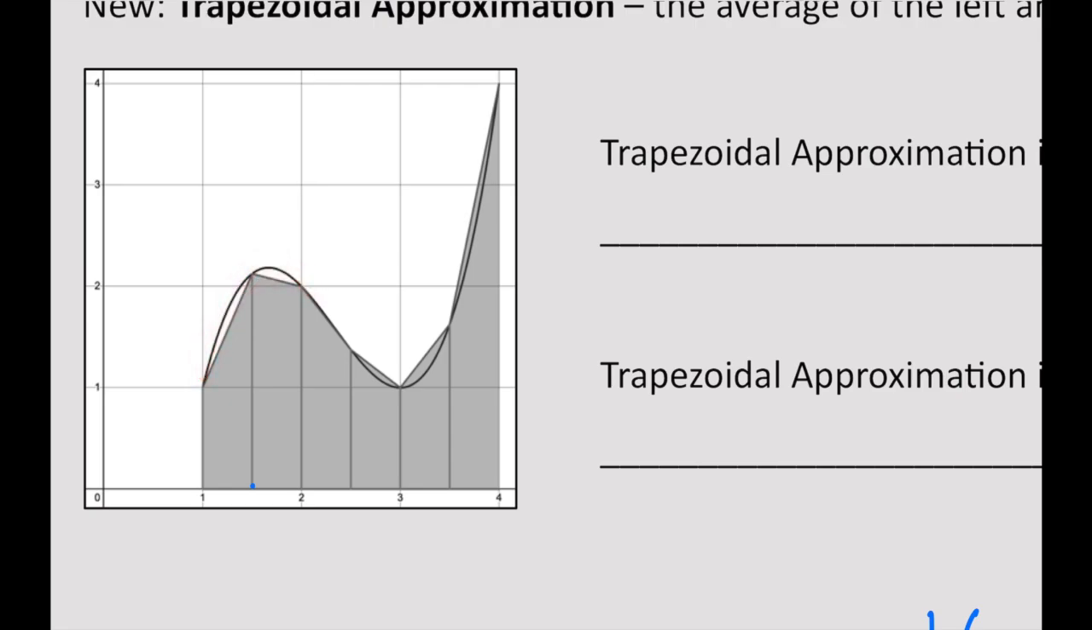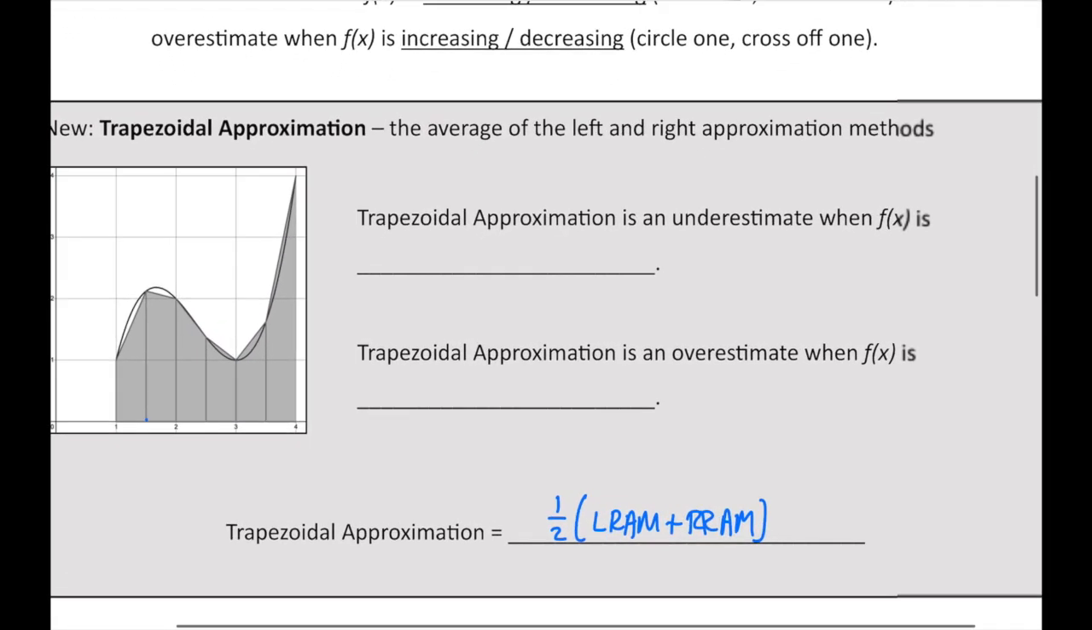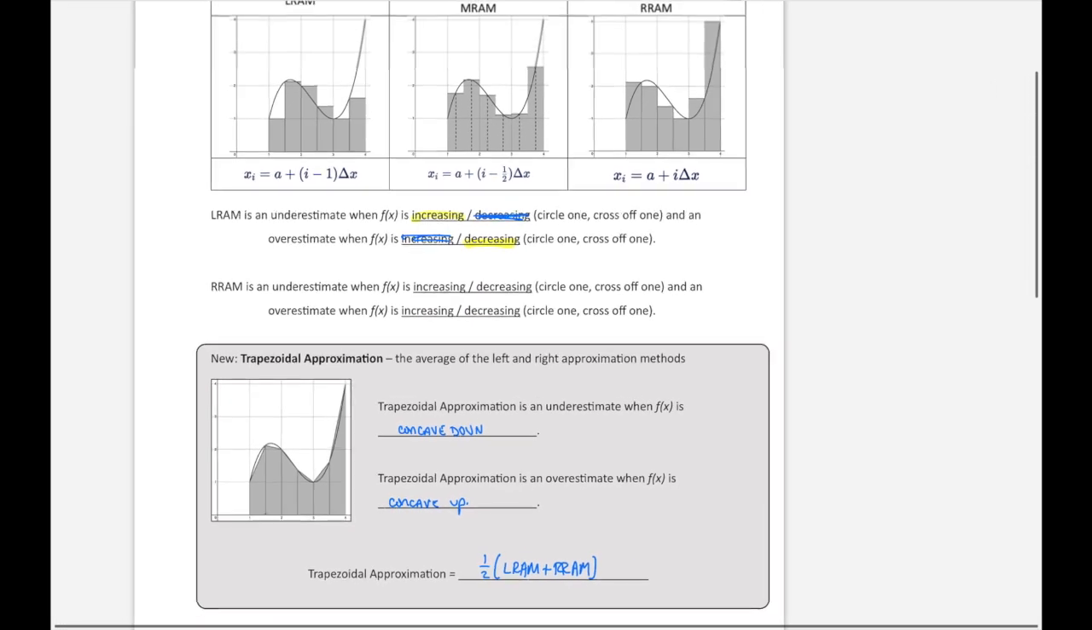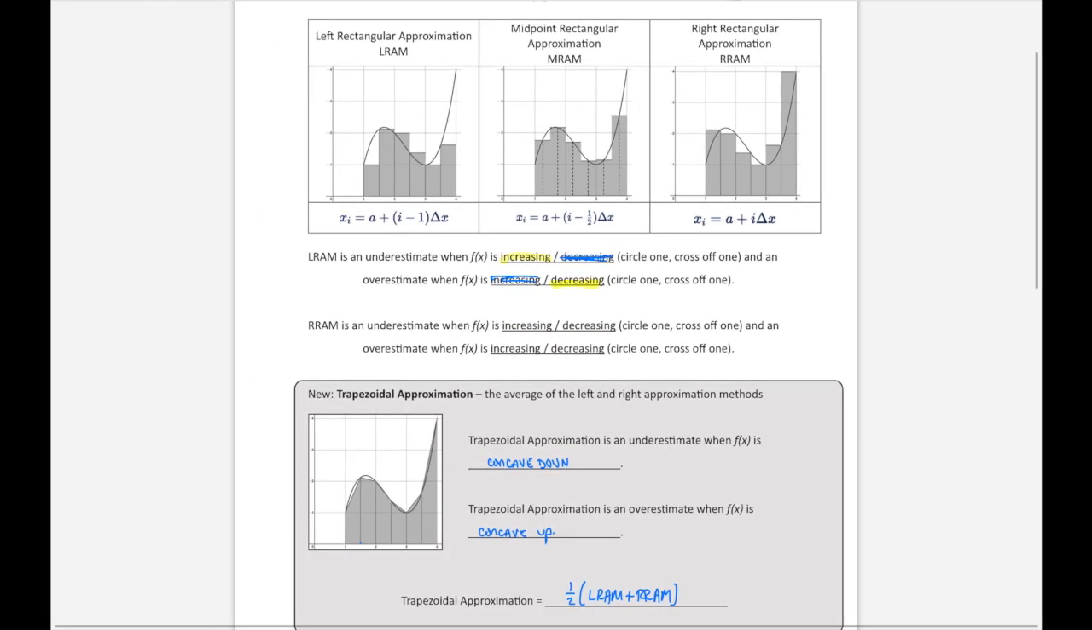How is that different from this part? We have the increasing, decreasing. So that's not it this time. We see that's where we change concavity. We are an underestimate if our function is concave down. I think calculus always makes sense: draw it out, look at it. On the opposite, the trapezoidal approximation is an overestimate when our function is concave up. So we have these 4 different approximation methods: left rectangular, midpoint rectangular, right rectangular, and trapezoidal approximation, which is just the average of the left and the right.